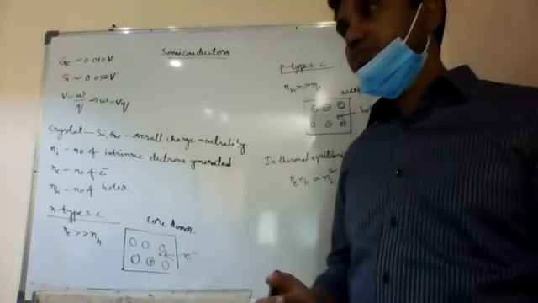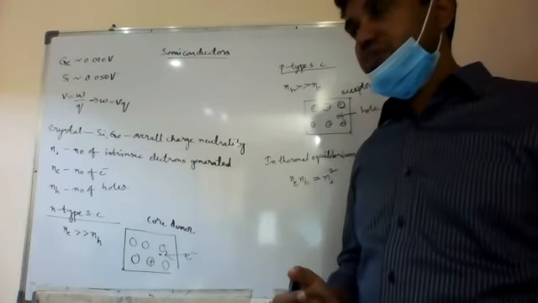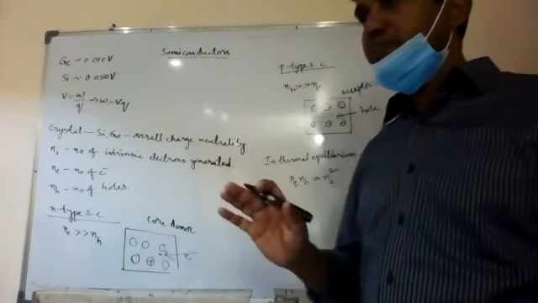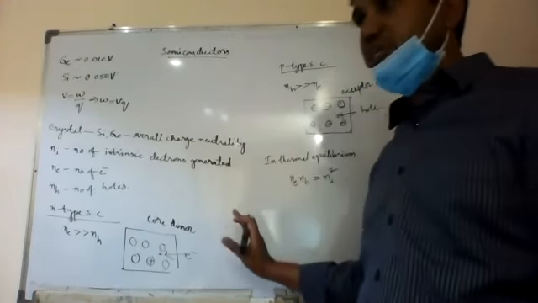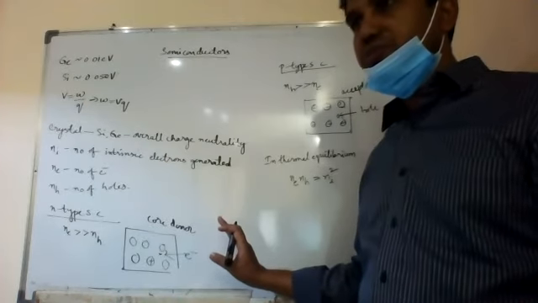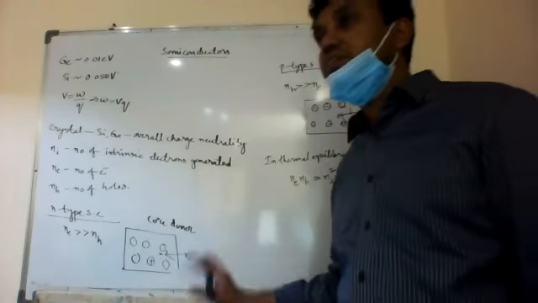Frenkel means there are excess electrons. Schottky means one cation is dislocated or displaced. So this is the same process actually. Understood now? Yes, sir. Clear, sir? Aman? Yeah.